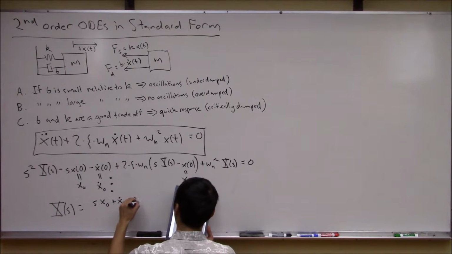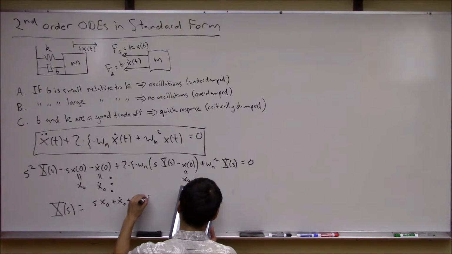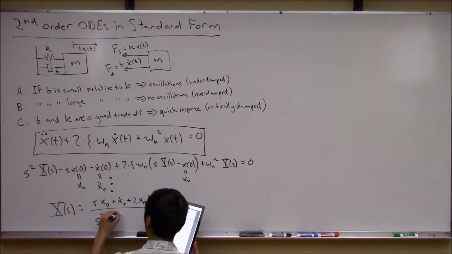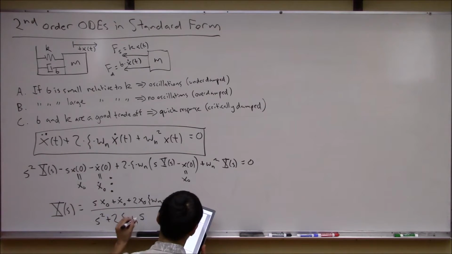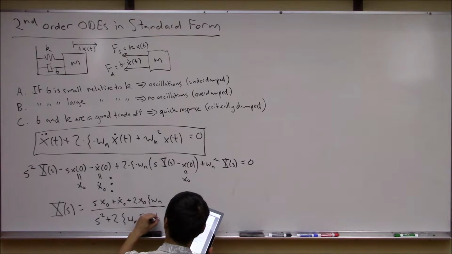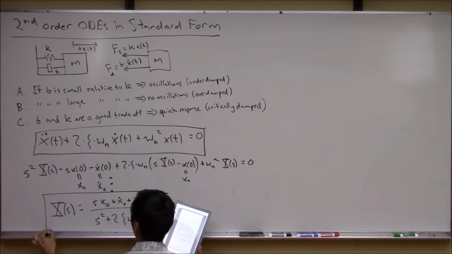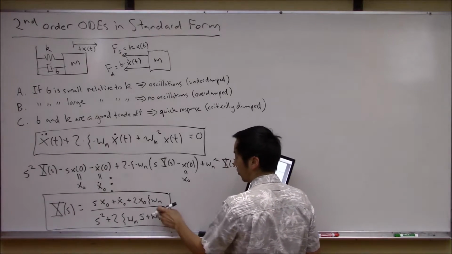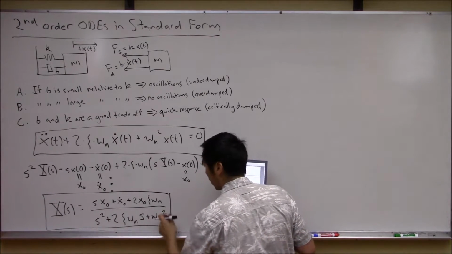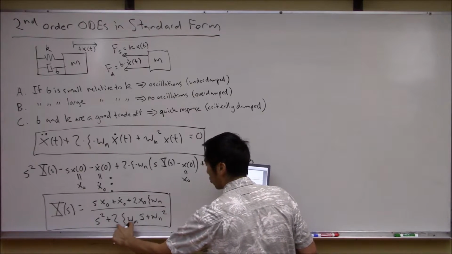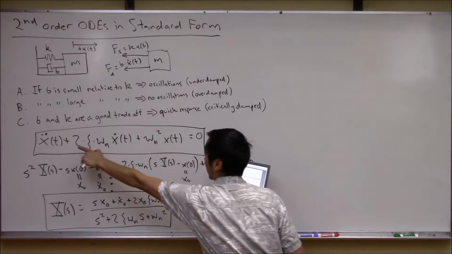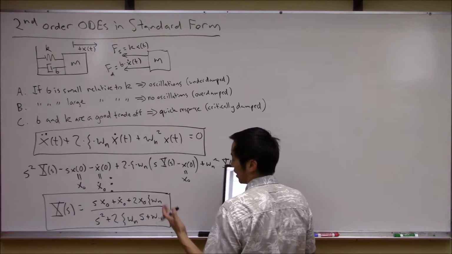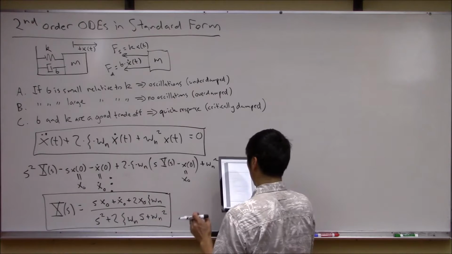plus 2 times x0 zeta omega n, all over s squared plus 2 zeta omega n s plus omega n squared. Okay, great. So here's what a standard second order ODE is going to do in the Laplace domain. You see, again, our characteristic equation shows up, s squared plus 2 zeta omega n s plus omega n squared, which exactly looks like this differential equation, as we expect. And then the zeros of this polynomial just kind of mix and match depending on the initial conditions, right?